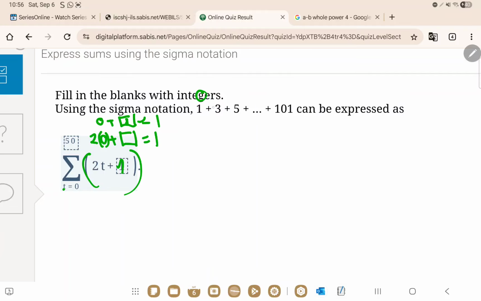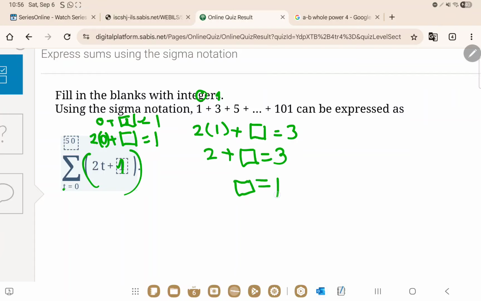If you're not sure, we can try it with t equals 1. So when t equals 1, what box equals 3? So 2 plus what equals 3? Box equals 1. That's it. So this is how you find this first box.